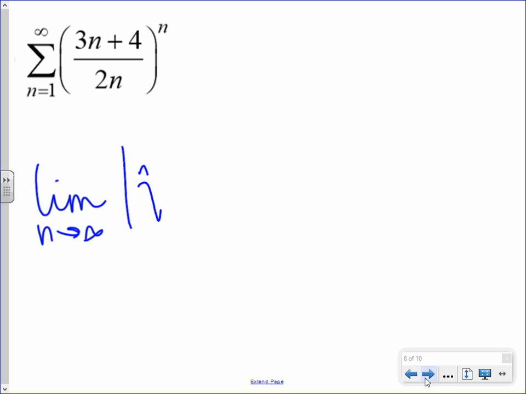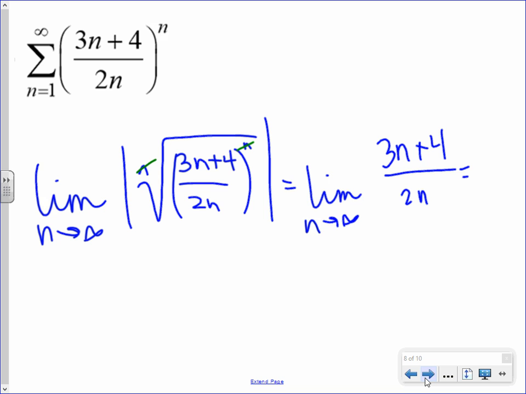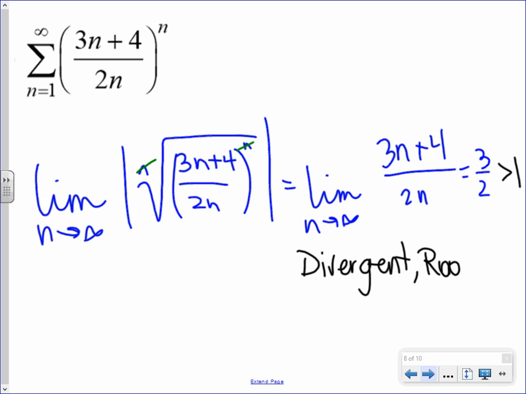So we have the nth root of 3n plus 4 over 2n, all to the n. Those cancel out, and we're looking at the limit as n approaches infinity of 3n plus 4 over 2n. What is that limit? 3/2, which is greater than 1. So we have a divergent series based on the lovely root test.